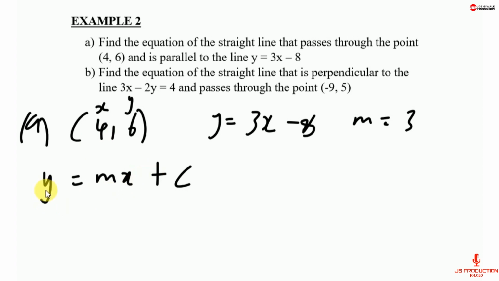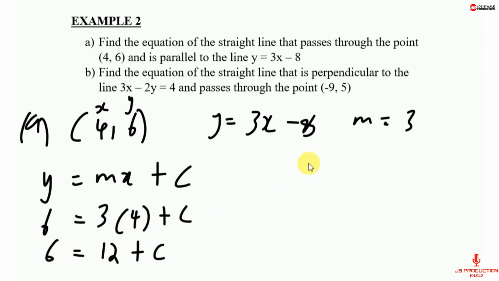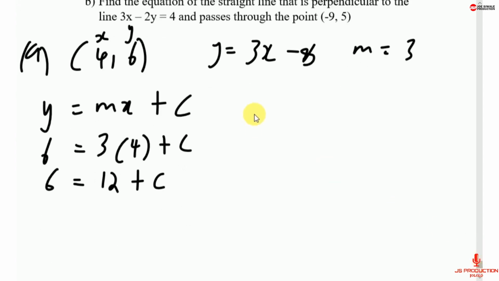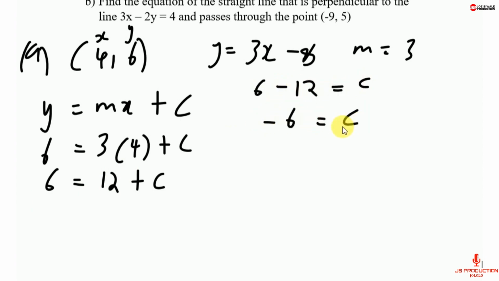So we can say our y is 6, is equal to the gradient, we know that's 3, our x we know that's 4, plus c. So we can say 6 is equal to 3 multiplied by 4, that's 12, plus c there. When 12 goes to the other side of the equation, we can say 6 minus 12 is equal to c. 6 minus 12, that's negative 6, is equal to c.